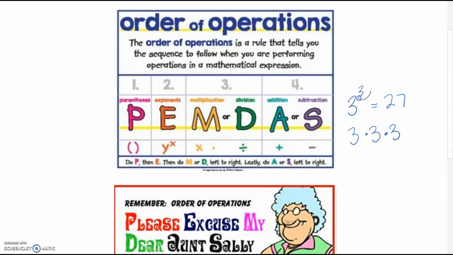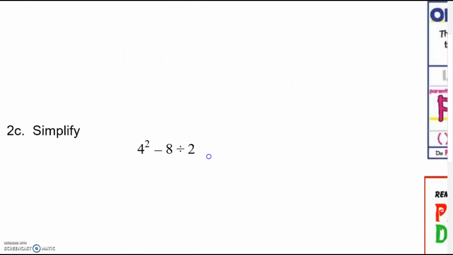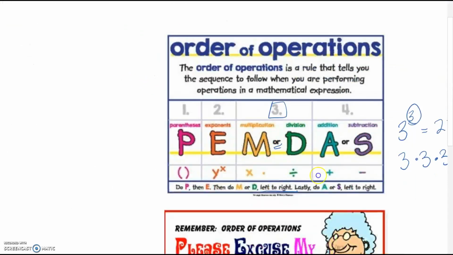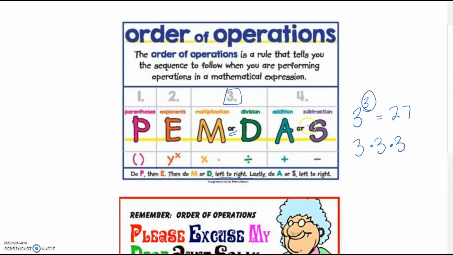So those are exponents. Then the third step here is multiplication or division. Multiplication doesn't always come first. It's whatever comes first from left to right in our problem. And then at the very end, we add and subtract. That's our final step, whichever one is first from left to right again.